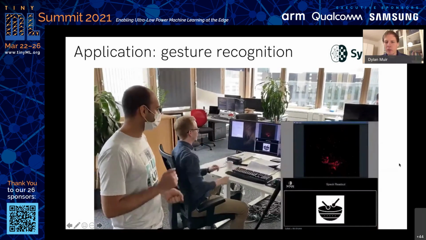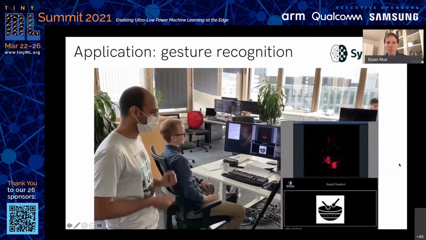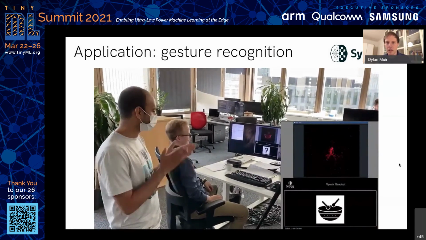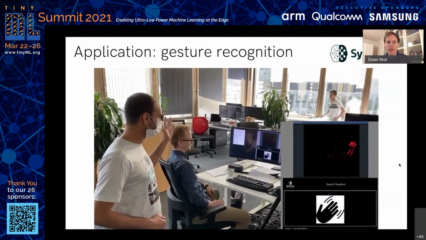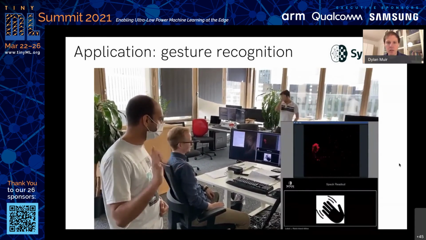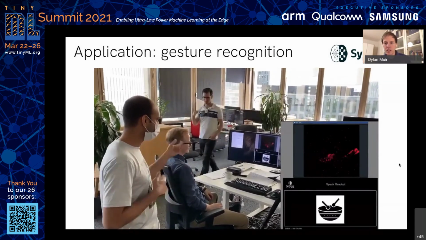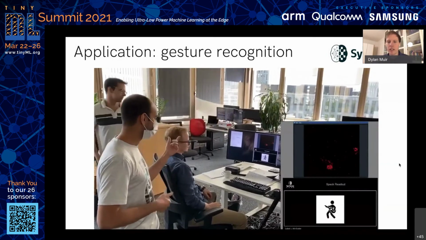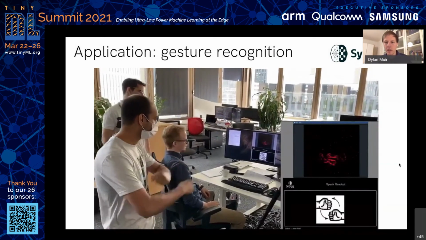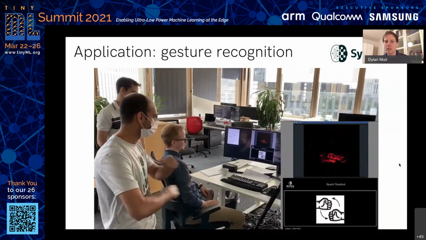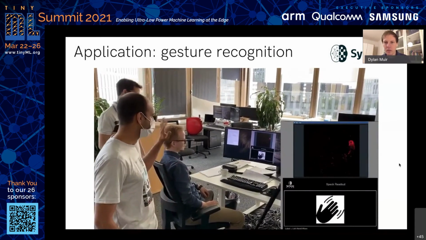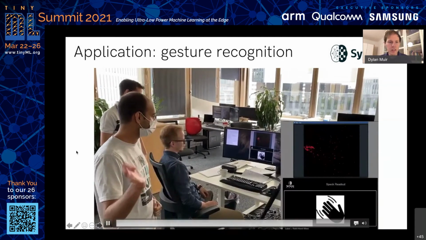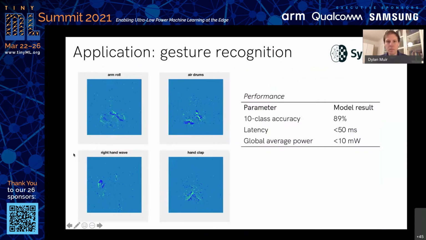So I have another brief demo here of a multi-class recognition task. This is obviously vision-based gesture recognition. Here you see Sadiq, my colleague, showing a number of gestures. Again, this model is running in inference on our development kit hardware with the PC in the loop for visualization purposes. And the model is correctly identifying and recognizing these gestures in real time.